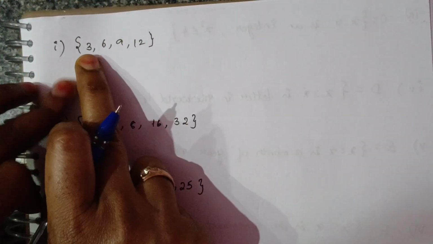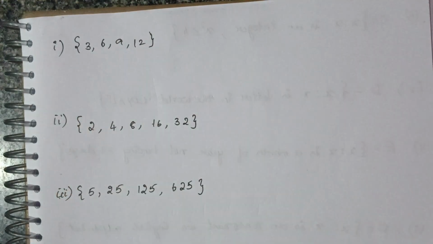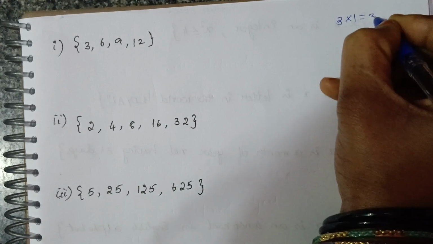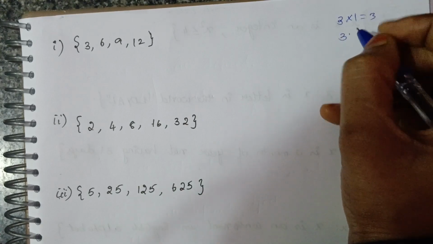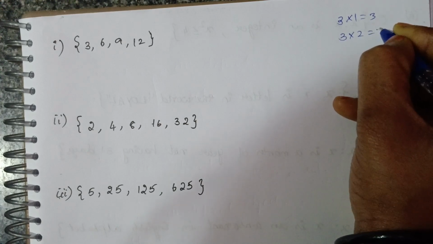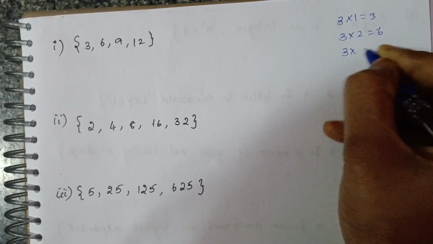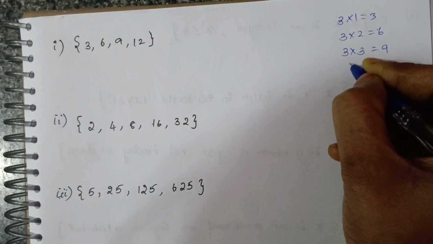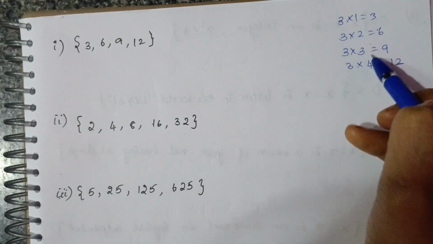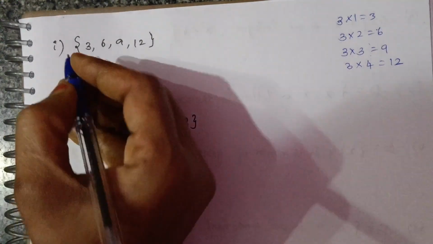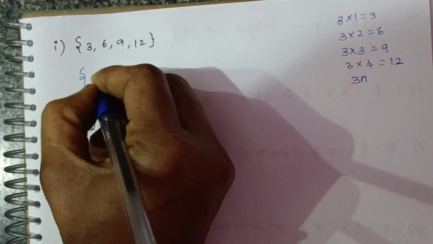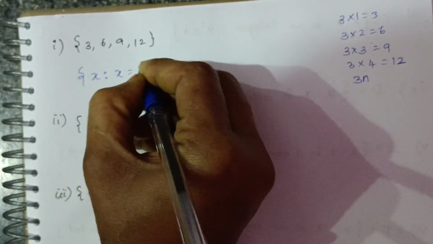What is the rule? First one, 3, 6, 9, 12. See here 3, 6, 9. 3 into 1 means we will get 3. 3 into 2 means we will get 6. 3 into 3 we can write it as 9. 3 into 4, 12. See here 1, 2, 3, 4 are the natural numbers. We can write it as 3n. So x is equals to 3n.